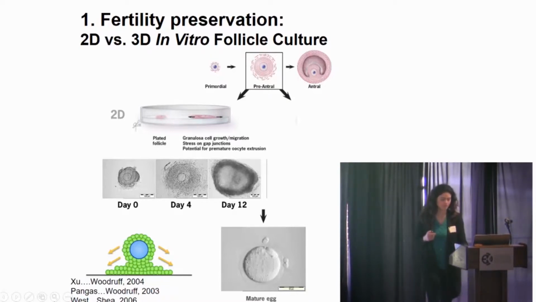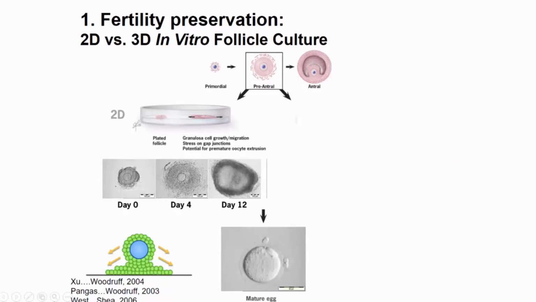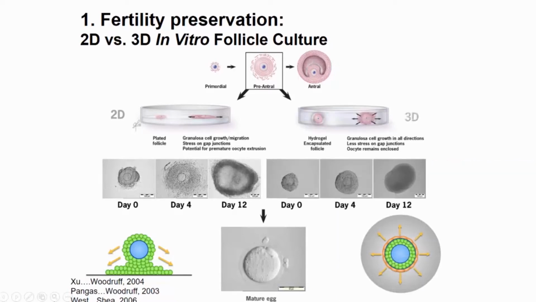A solution was proposed by the Shea and Woodruff collaboration back at Northwestern University about 15 years ago. What if we take an ovarian follicle and we encapsulate it in a hydrogel?